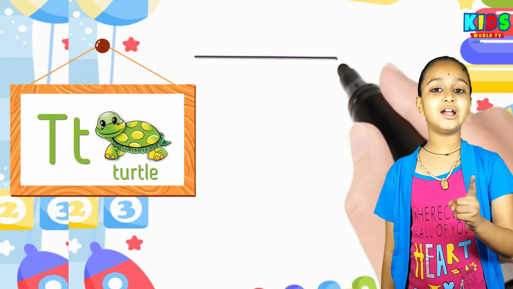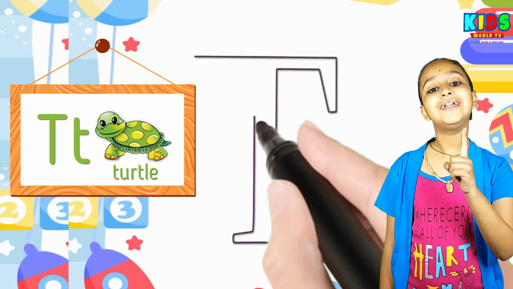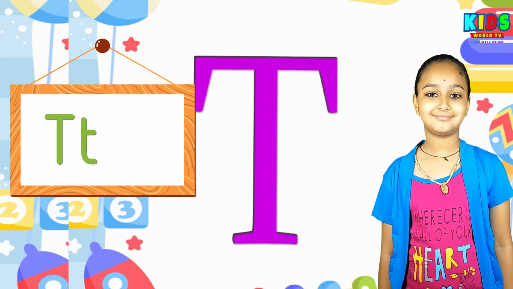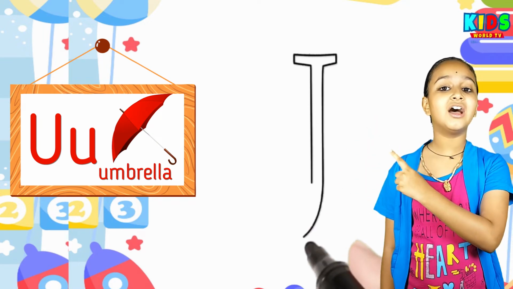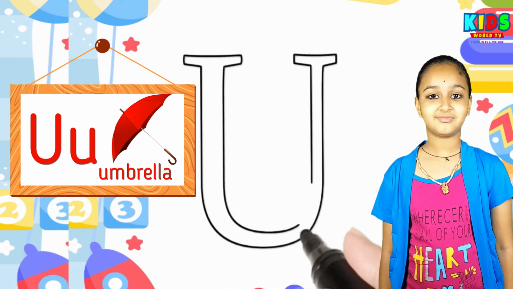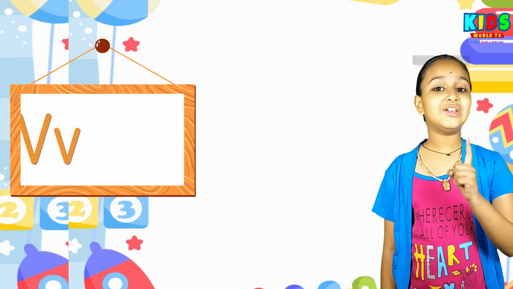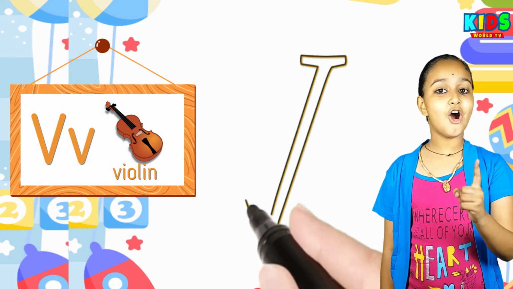T for turtle. Turtle. T for turtle. U for umbrella. Umbrella. U for umbrella. V for violin. Violin. V for violin.